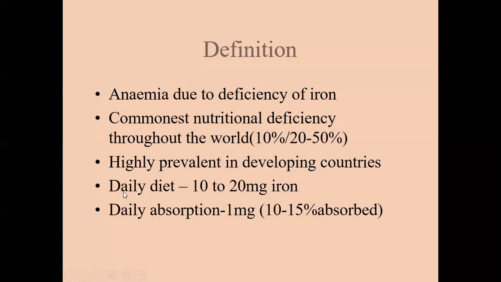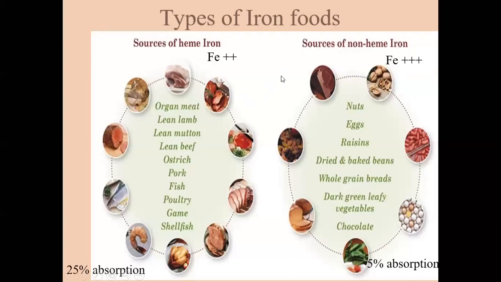those things. Then the daily dietary intake is 10 to 20 milligrams of iron, and absorption is 1 milligram. So of the 10 milligrams we eat, only 1 milligram is absorbed. That means only 10% is absorbed. The sources, I won't go into in detail because you would have read them from school time onwards.